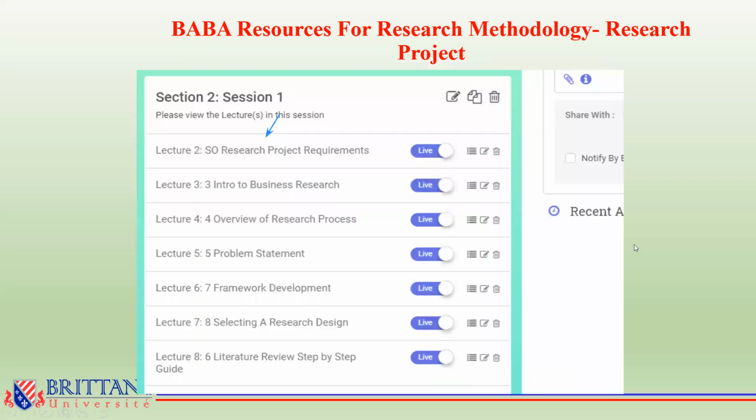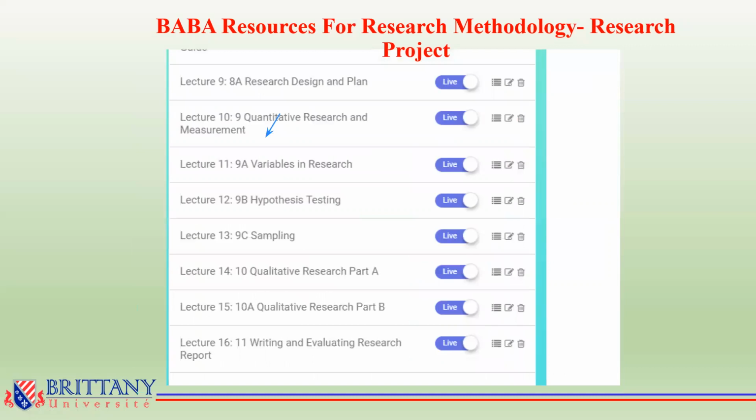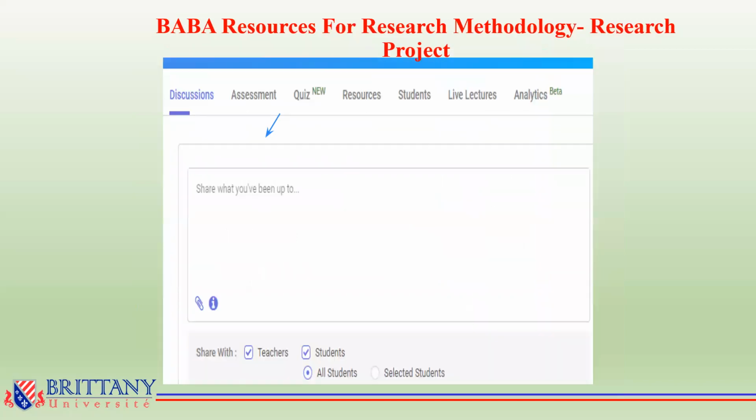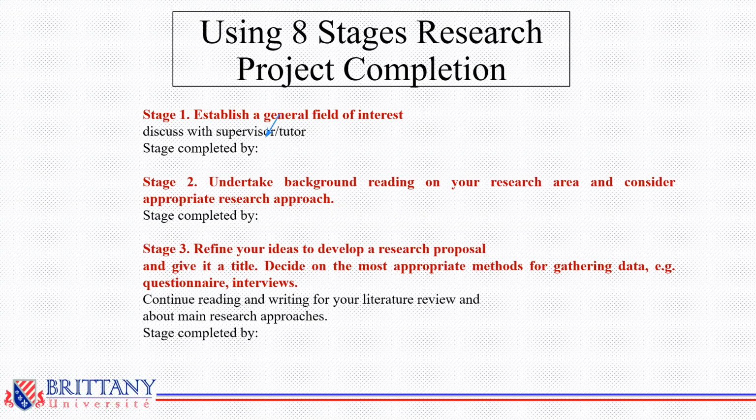Let's move on. So in section 2, you see all the documents are there. You will have an introduction to business research, an overview of the process, the problem statement, how we need to do framework development, and selecting a research topic. Then you find materials on the literature review, how to do that, right? You also find the research design, quantitative or qualitative work, variables, how to do your hypothesis testing, how to do the sampling, right? So all this information is there. Perhaps later I will show you the original one.